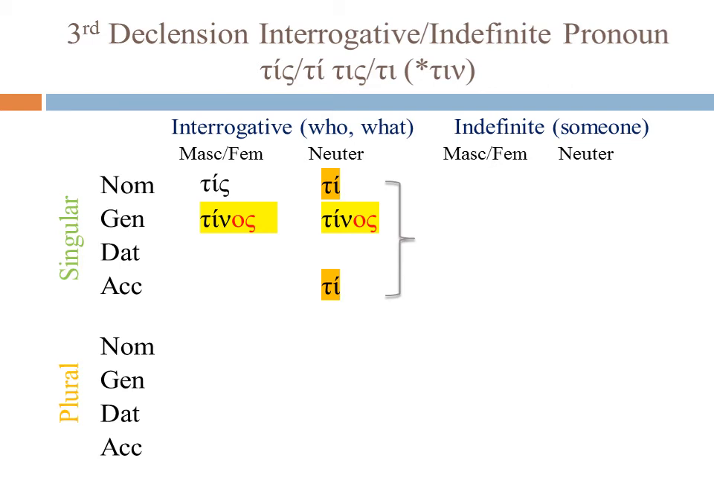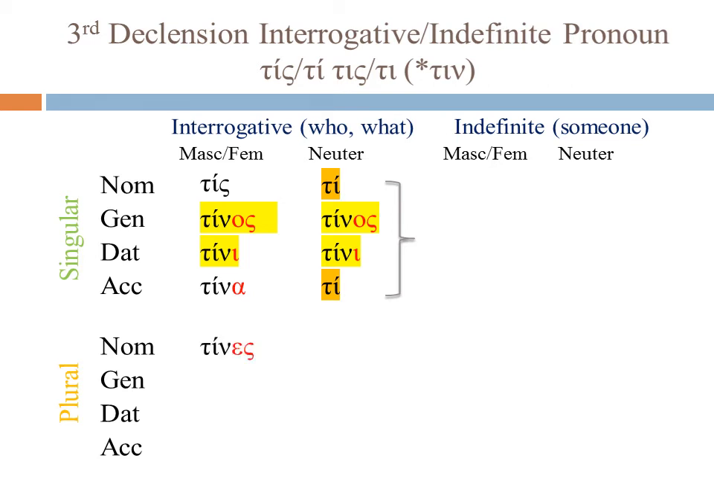Genitive is tinos, and we can see the root again with tin, and all of them are the same. Masculine, feminine, neuter are the same. Tinos. Dative, iota, tini, tini, and the masculine, feminine accusative ending is alpha, tina. So we get tis, tinos, tini, tina for the masculine and feminine, and the neuter is ti, tinos, tini, ti. The masculine and feminine would be who. The neuter would be what.